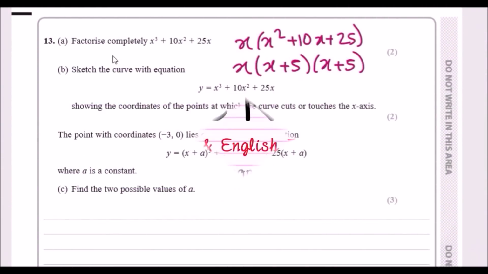So factorize completely x cubed plus 10x squared plus 25x. So I've gone ahead and done it already. But the trick is to realize that we're just working with x's firstly. So to factorize x is easy. You're left with x squared plus 10x plus 25.